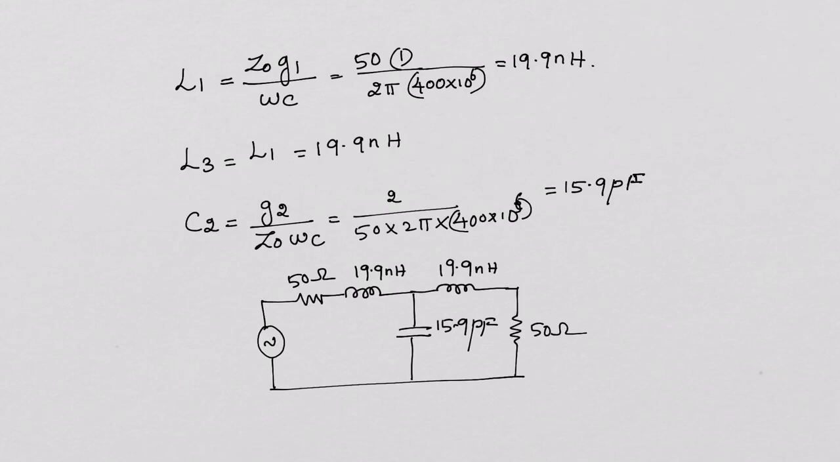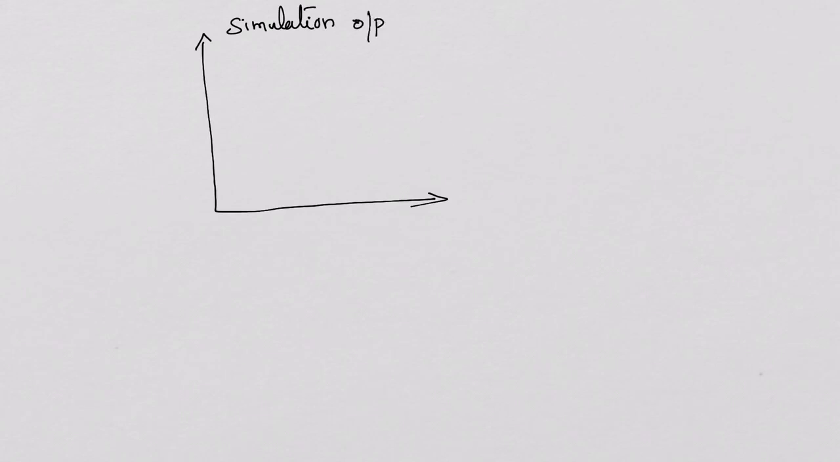Now let us see the response of this particular filter. We'll simulate this filter by giving input and operating this filter with various frequencies. The output of the simulation of this third order Butterworth low pass filter is like this. Simulation output of third order Butterworth low pass filter. Here look at this response.